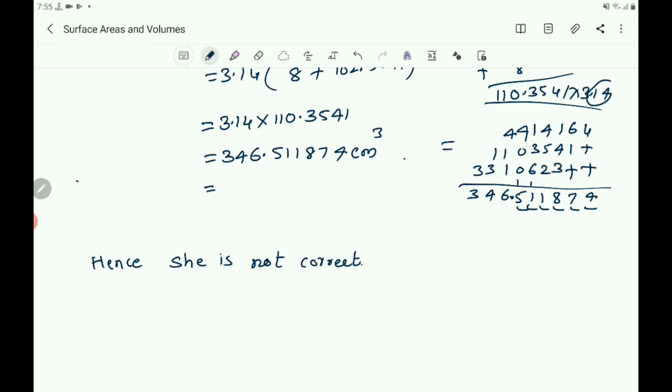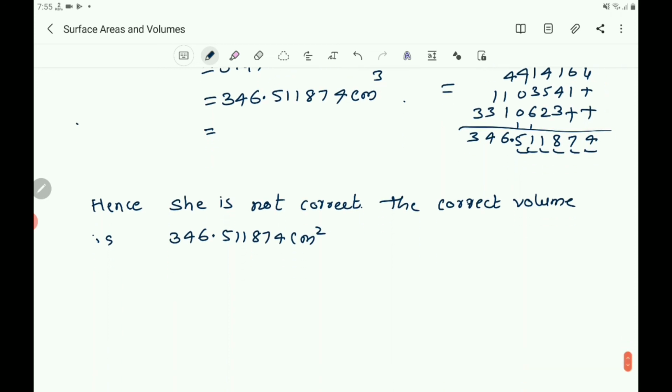The correct volume is 346.511874 cm cube. Approximately you can write that as 346.512 cm cube.